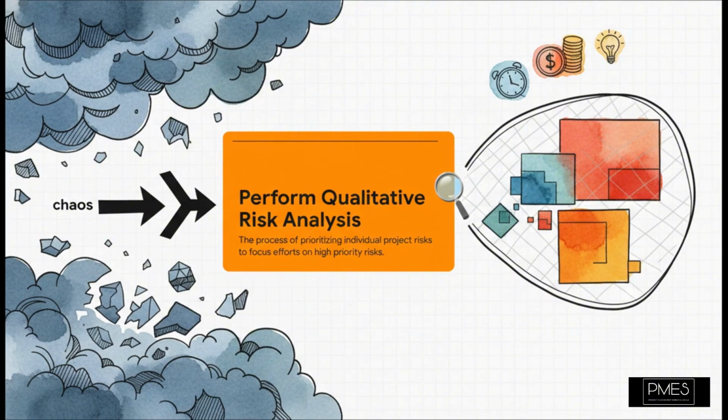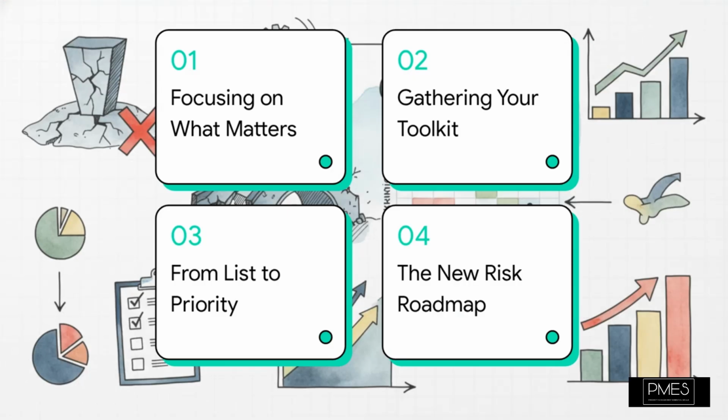Well, this is the answer. Perform Qualitative Risk Analysis is the tool that brings order to that chaos. Think of it as a filtering process. It's a way to quickly evaluate every single risk based on two really simple factors. How likely is it to happen, and how much is it going to hurt if it does? This lets us filter out all that noise and focus our precious time and money on the risks that actually matter.